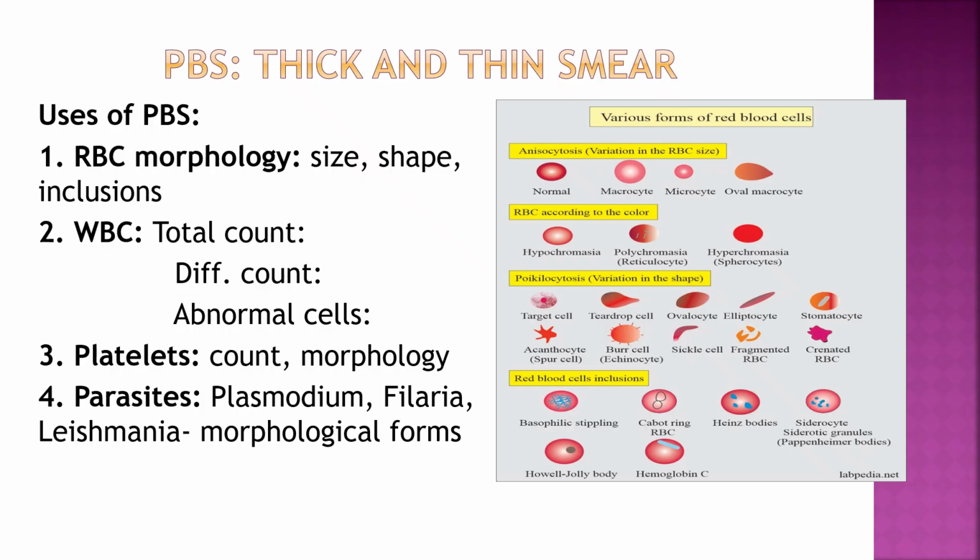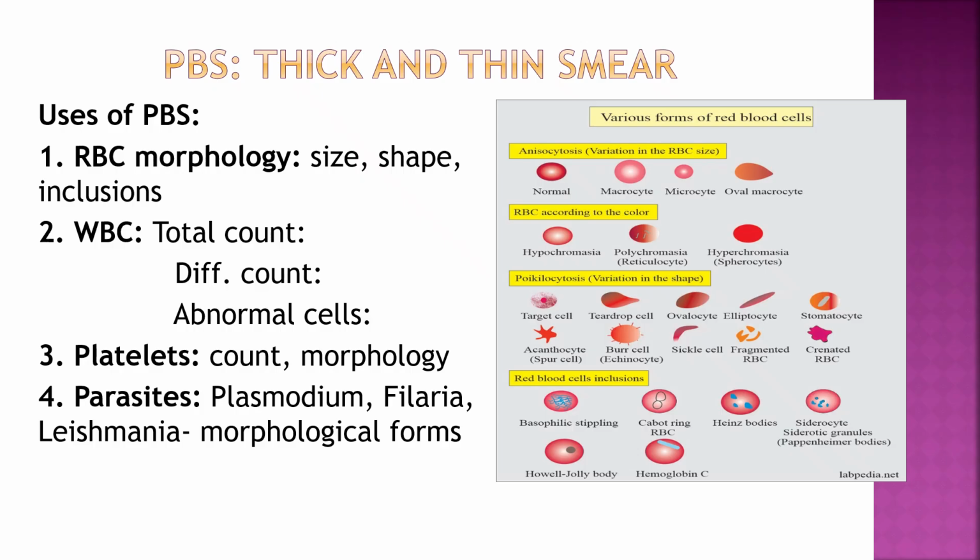And inclusions: some basophilic stippling can be present, which are purple granules inside the RBCs; a ring form that is called Cabot ring; and Howell-Jolly bodies, which are seen in megaloblastic anemia. So these are the different RBC morphologies we can see.